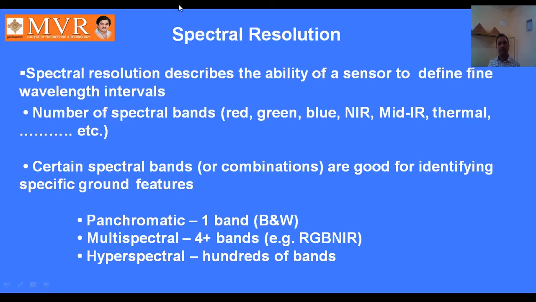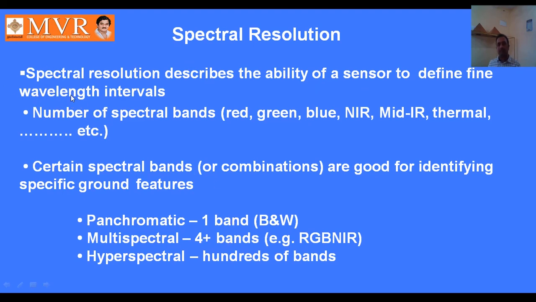Then what is spectral resolution? I already explained spectral resolution. What is the spectrum? Spectrum is nothing but a range of frequency, a range of wavelength or band. A band is nothing but a region of the frequency of the electromagnetic spectrum. Frequency is nothing but the number of oscillations per second. So spectral resolution describes the ability of a sensor to define fine wavelength intervals. Based on the wavelength intervals we can see the band. A band is nothing but a range of wavelength.